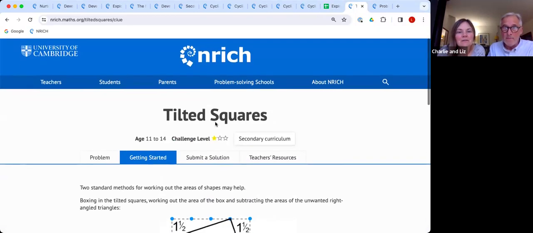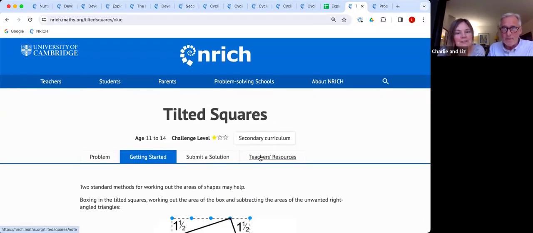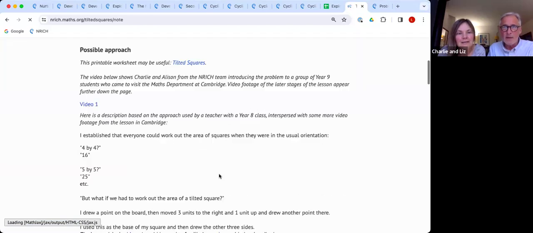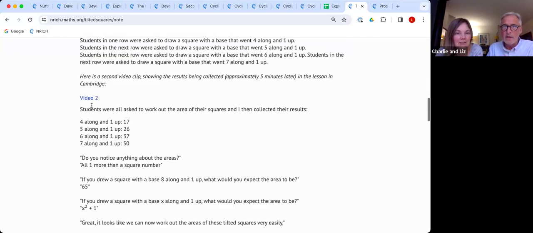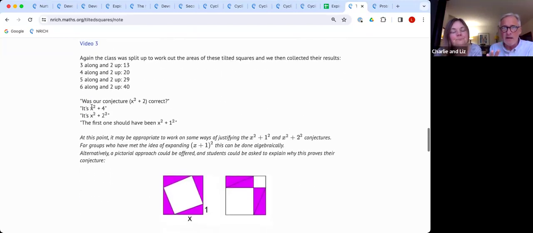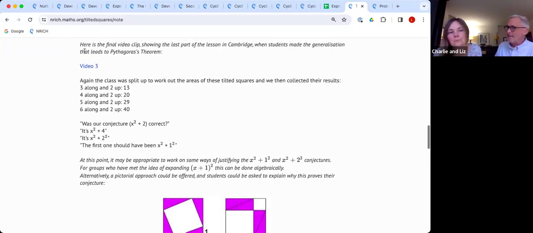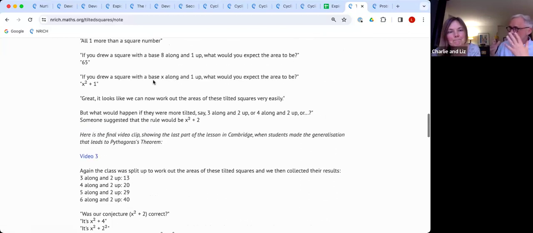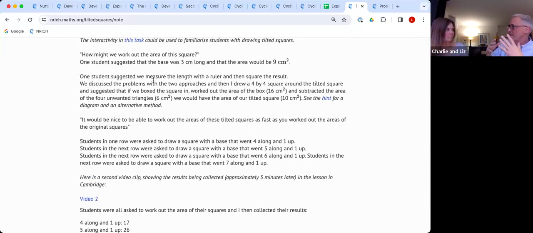Yeah. So if we go back to tilted squares and go to the teacher's resources, isn't it, Charlie? Yes. And scroll down, and it's broken. You've very helpfully broken it up into chunks, into sections. There's three sections: the introduction, the middle of the lesson, and then the end, which are similar to the exploratory stage, to then working together and finishing with a proof.